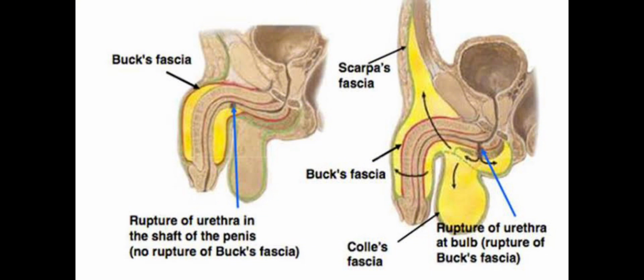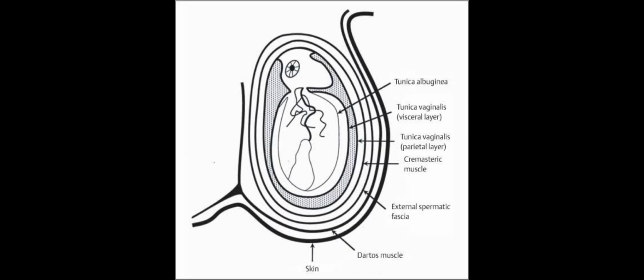And the second is the bulbar urethra, and the bulbar urethra is most commonly injured by falling on a projecting object, like a bicycle, or falling on manhole covers, etc. And we have discussed what will happen if the Buck's fascia is intact, or if it gets damaged. So we have discussed that in detail.